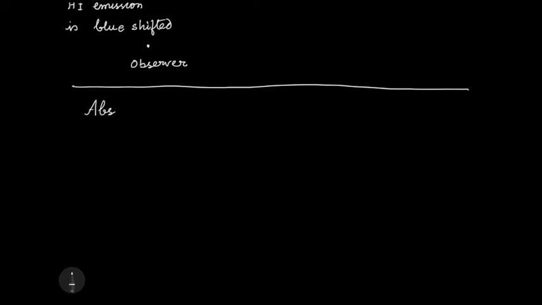Okay, so let us move on and let us ask the question, is it only emission? Is this line also useful for absorption?